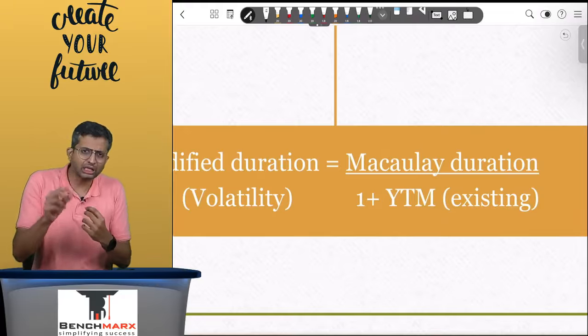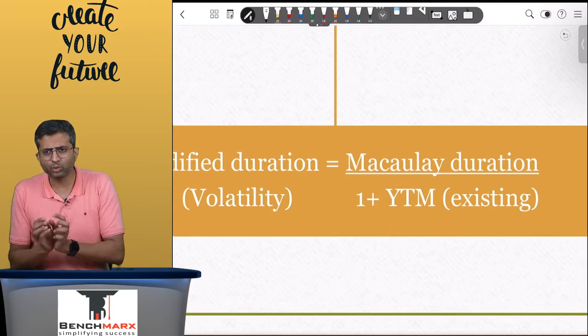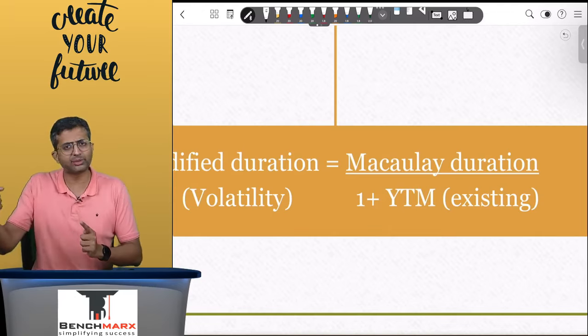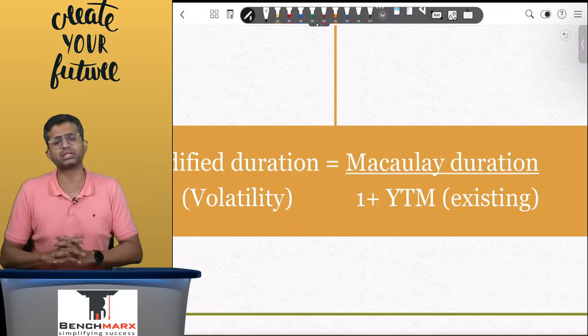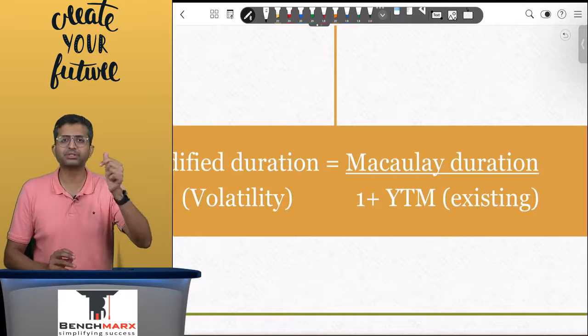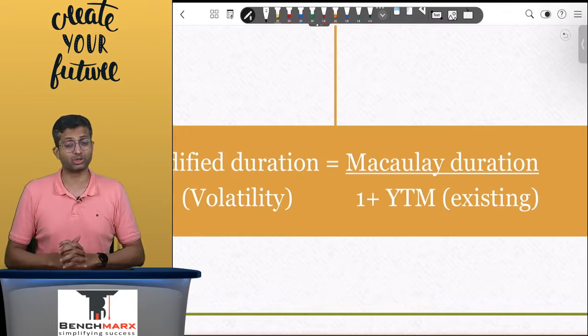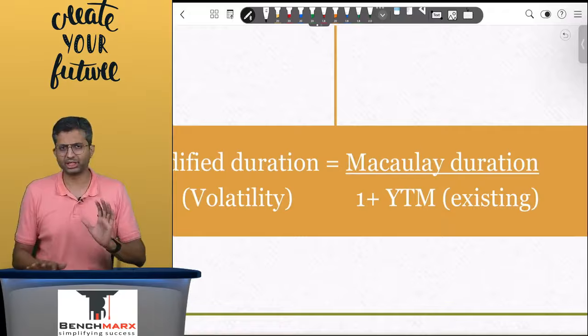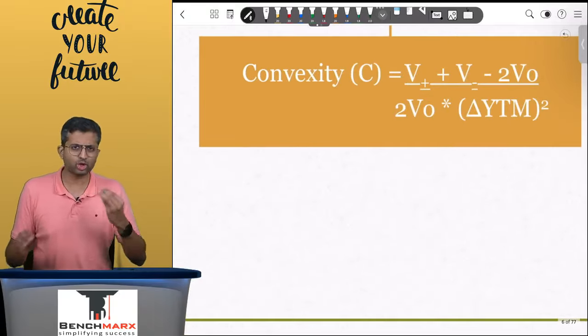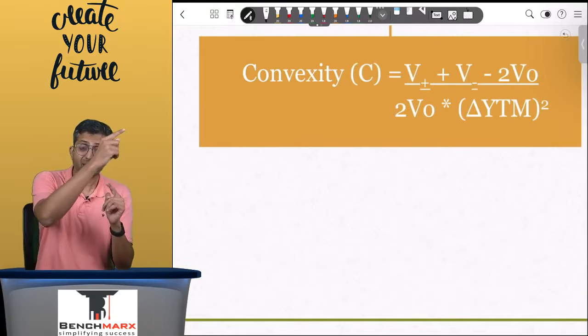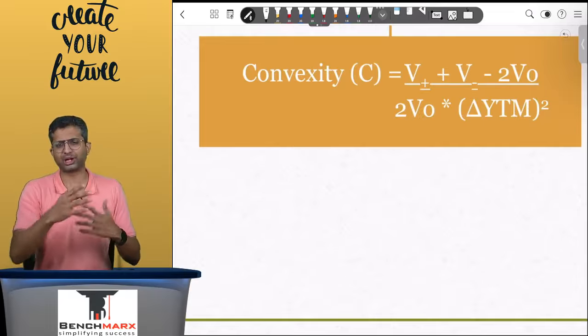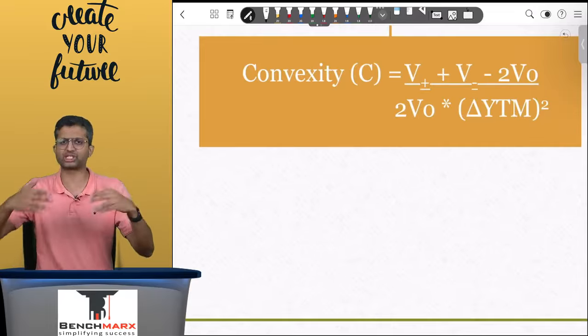However, there's another concept where one would say that, well, as the market interest rate keeps on changing, the modified duration itself can keep on changing. The rate of this change is measured by a number called convexity. Now, what is convexity? Loosely speaking, in convexity, we say that the actual change in price is not linear or straight as predicted by duration.